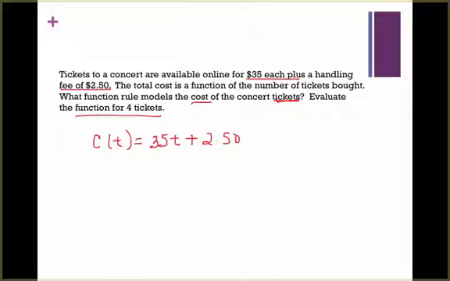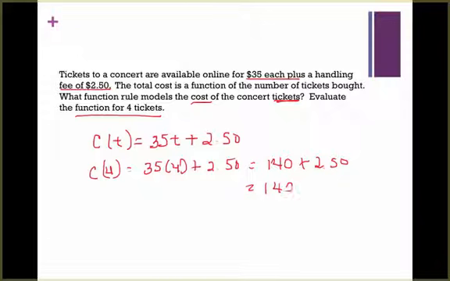Now let's evaluate that for 4 tickets. So if I put in 4, I'd have 35 times 4 plus $2.50. But 35 times 4 would be 140 plus the $2.50. So that's going to give me $142.50 would be our cost based upon the fact that we bought 4 tickets.